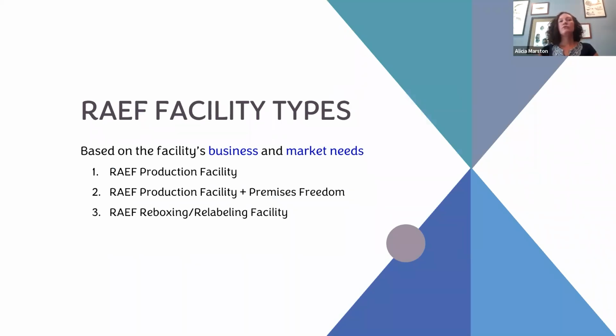Okay. So for RAEF, we have 3 different types or buckets. And the type of facility inspection that a facility will need will depend on that facility's business and market needs. So the first one here is the RAEF production facility just by itself. The second option is the RAEF production facility approval plus premises freedom. And the third option is the RAEF reboxing relabeling facility process. So we'll go through each of these in more detail.